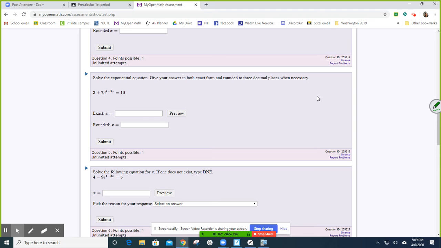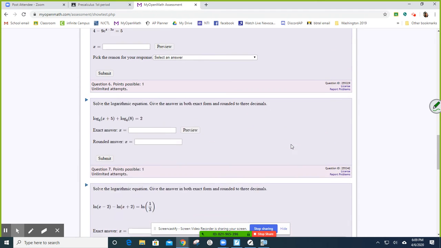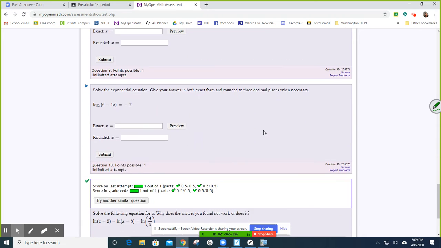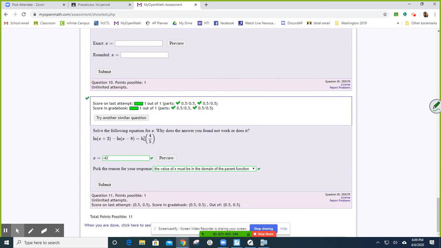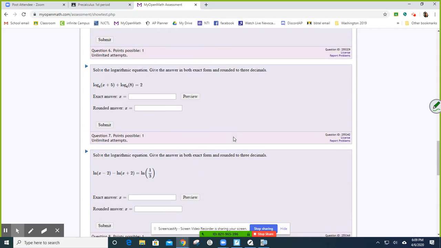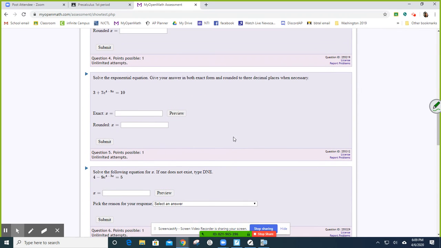Okay, on this one, we want to solve it again. So now check how this one looks different than that one we just did down here at 11. You know how we had ln's on both sides? On this one, we just have it on one side. So the first thing I'm going to do here is isolate the log term. So I'm going to subtract 3 from both sides. And I'm going to have 7e^(4 minus 9x) equals 7.